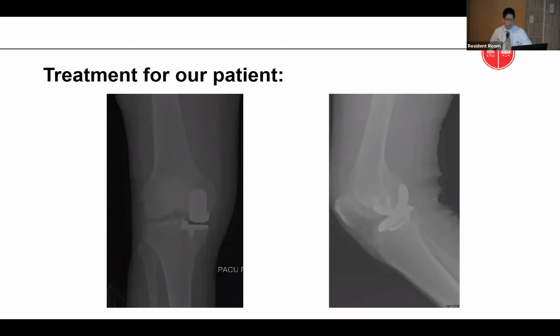And if you consider the indications I mentioned before, this patient fits all the criteria. He's an elderly gentleman that's fairly sedentary. He has disease in only one compartment, with little risk of progressing into any other compartments. And he had minimal deformity of the leg, so for the bony procedure you didn't have to consider doing any soft tissue releases.